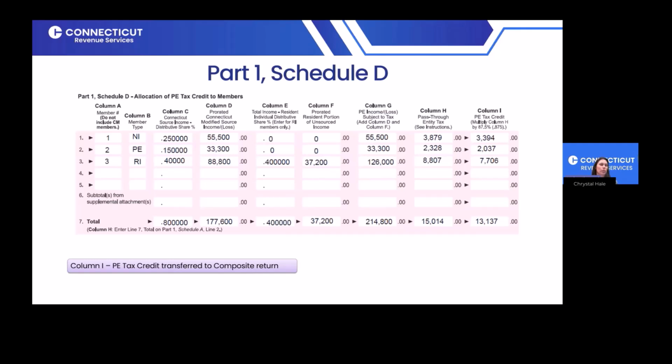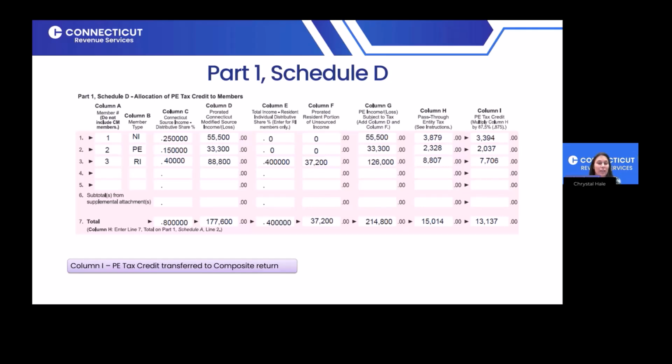And lastly, we're just going to wrap up our Form CTPET by showing Part 1 Schedule D. So as you can see, we've only allocated a PE tax credit to our taxable members. This includes our resident individual, our pass-through entity, and our non-resident individual. My apologies, I said it out of order, but our non-resident individual is member number 1.